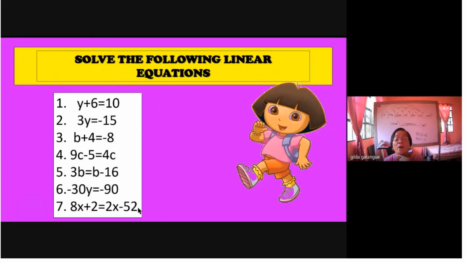So now we are in the next number. So solve the following linear equation. I am giving you again 1 minute to answer the following problem. All right, what is the first answer? What is the value of y? That is 10 minus 6. 10 minus 6 is, all right, 4.